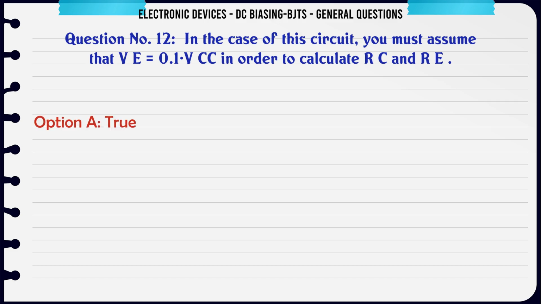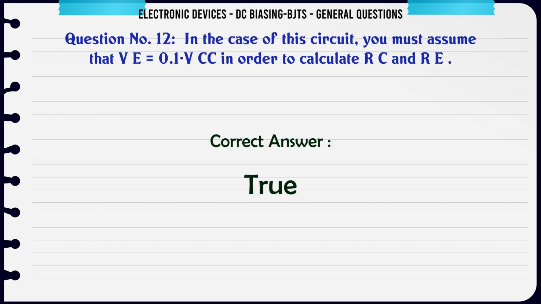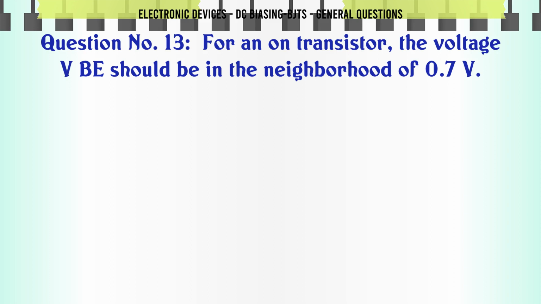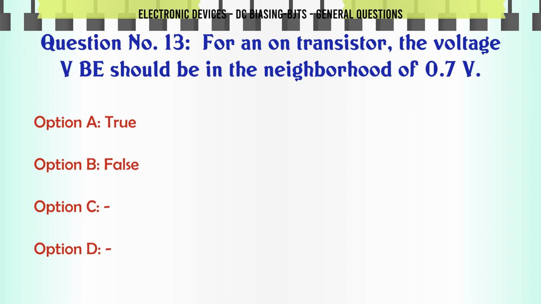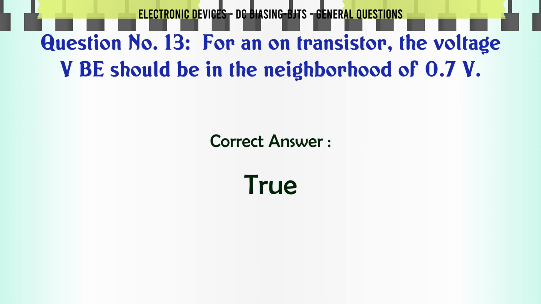In the case of this circuit, you must assume that VE is 0.1 VCC in order to calculate RC and RE. A. True, B. False. The correct answer is true. For an on transistor, the voltage VB should be in the neighborhood of 0.7 V. A. True, B. False. The correct answer is true.